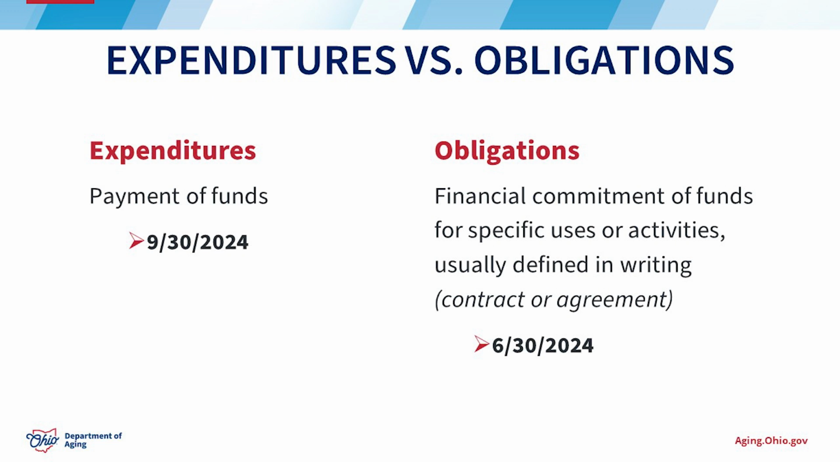defined in writing, perhaps as a service contract or an agreement. Remember, all funds must be obligated by June 30th of 2024. So essentially, you need to establish that defined commitment of funds on or before June 30th. So while you need to obligate your funds by the end of June, you have through September 30th to expend on those funds. So let's look at that example.